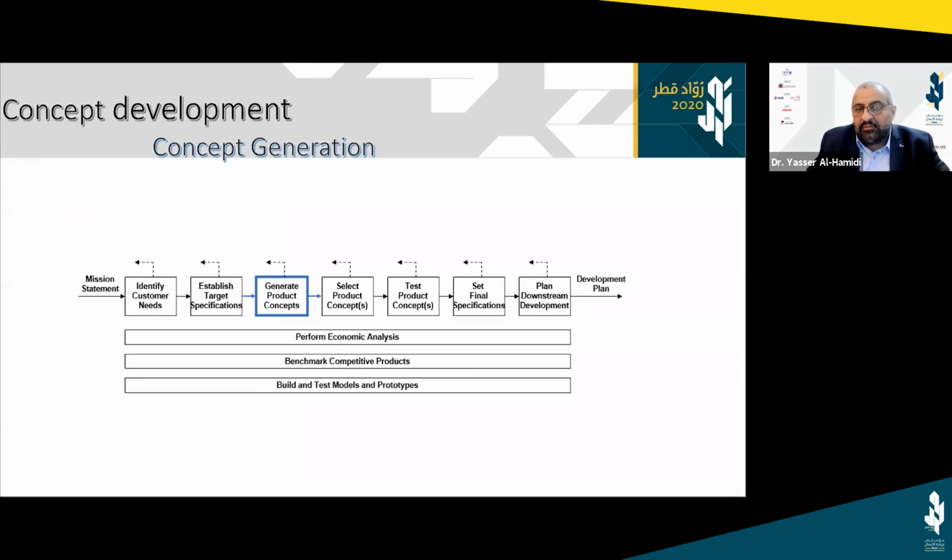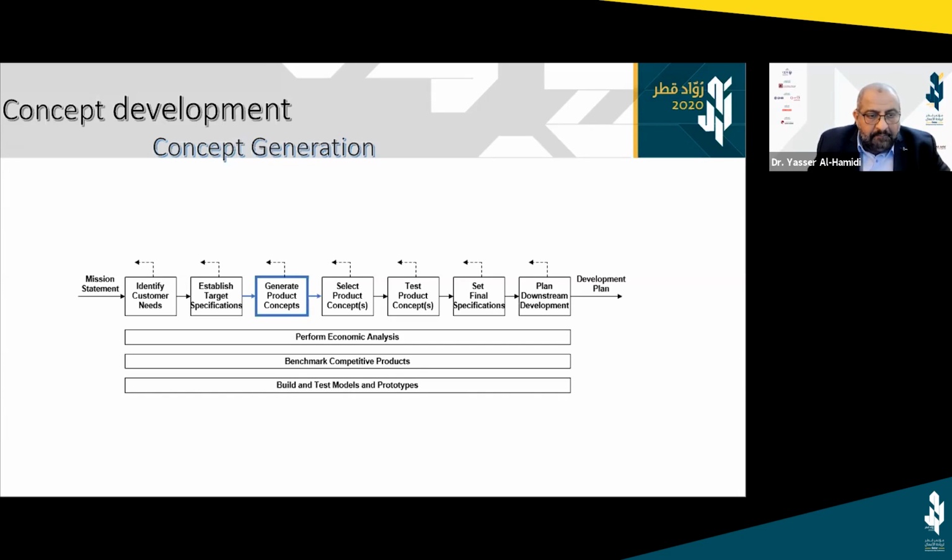Okay, so now we have the customer needs identified. We established target specifications. Now we need to come up with concept solutions for our product. A concept solution here is basically a technical description of how the product will satisfy the customer needs. We can say a concept is an approximate description of the technology, working principle and form of the product.